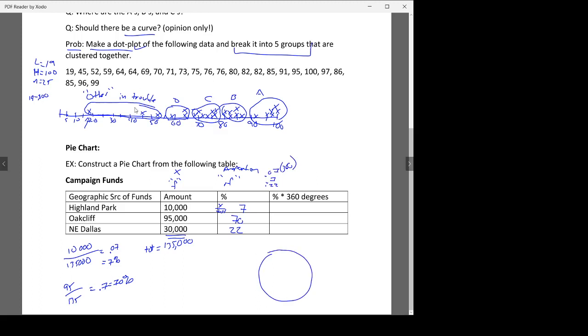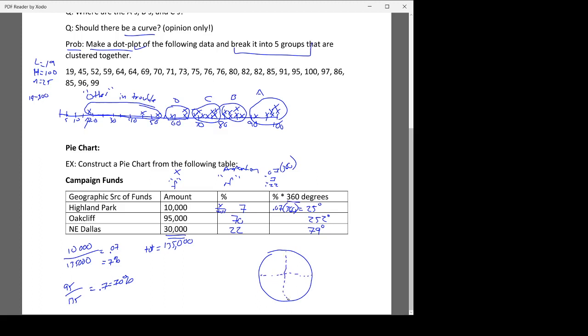So you say 0.07 or 7% times 360 gives me how many degrees? 25 degrees. And then 70%, which is 0.7, times 360 is 252 degrees. And then the last one is 22% or 0.22 times 360, 79 degrees. So these are the degrees. Remember, a circle has 360 degrees.